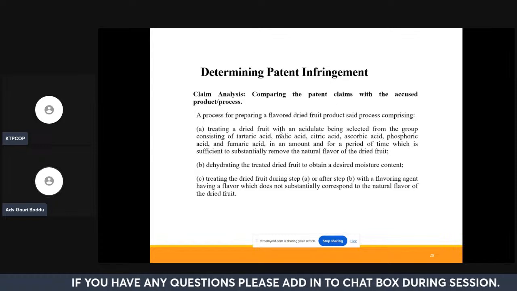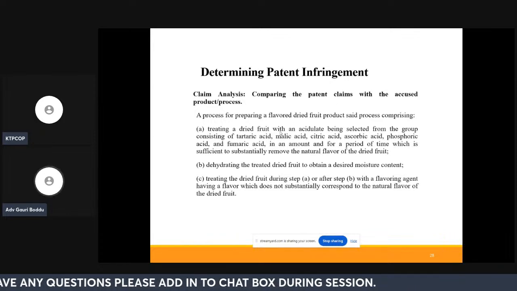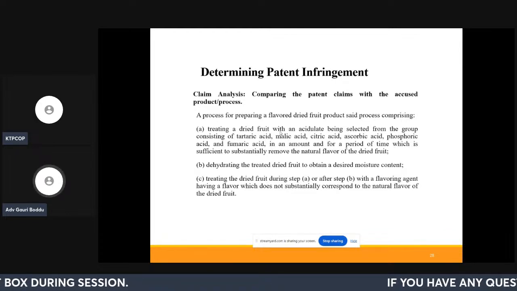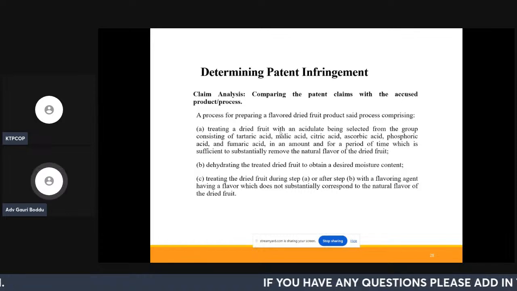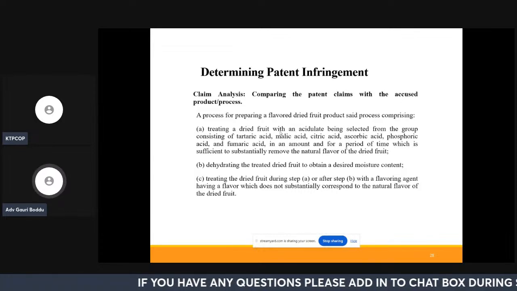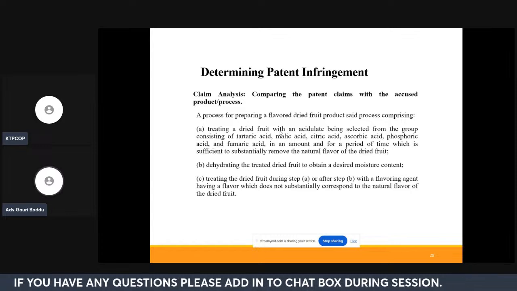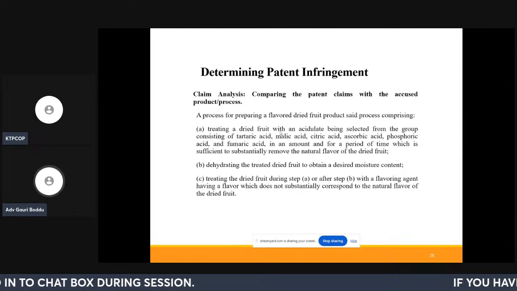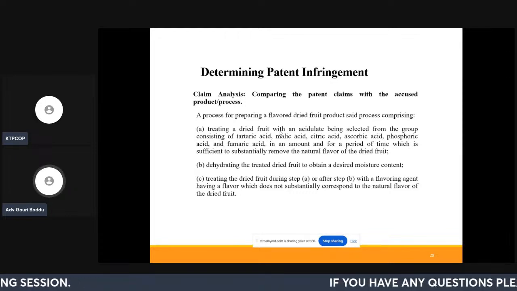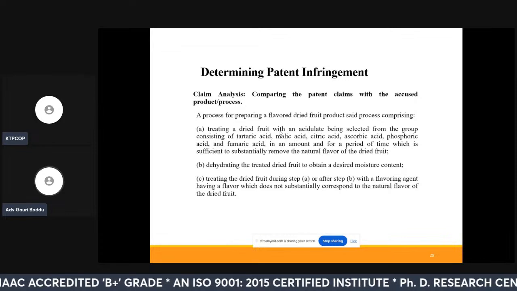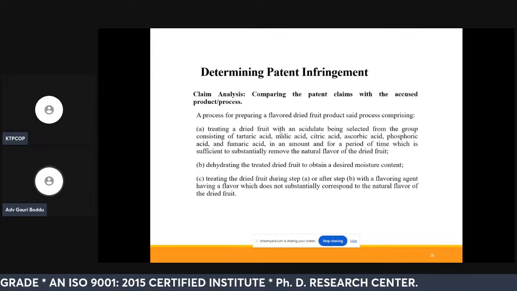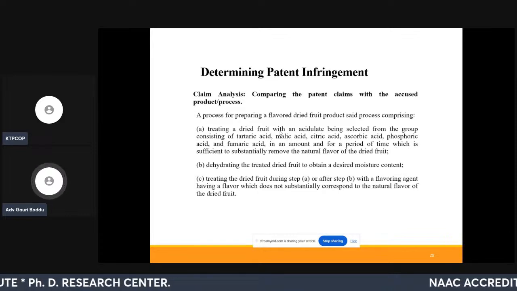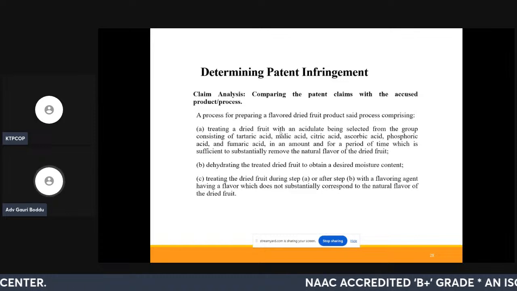Determining patent infringement. How to determine that a patent is infringing? Claim analysis, comparing the patent claims with the accused product or process. A process for preparing a flavored dried fruit product, said process comprising: treating a dried fruit with an acidulate selected from the group consisting of tartaric acid, malic acid, citric acid, ascorbic acid, phosphoric acid, and fumaric acid in an amount and for a period of time which is sufficient to substantially remove the natural flavor of the dried fruit.